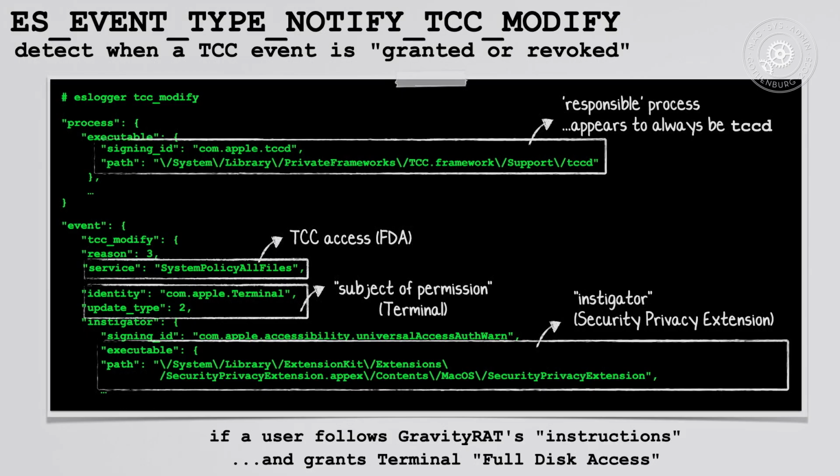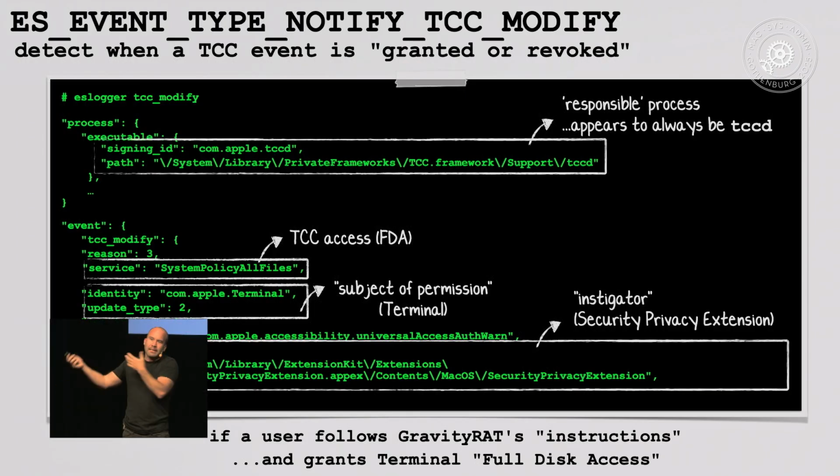So here, for example, on a macOS 15.4 box that had the TCC endpoint security event, I could use ESLogger and stream events. Then I could execute some malware that modified TCC, or as the user, pretend to do what the malware said. And ESLogger would print out the new TCC event with all the information filled in. So we can see the responsible process. It always appears to be the TCC daemon. So in this case, that's not super helpful.